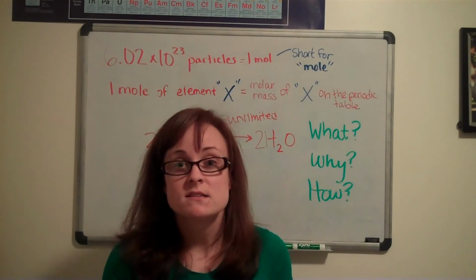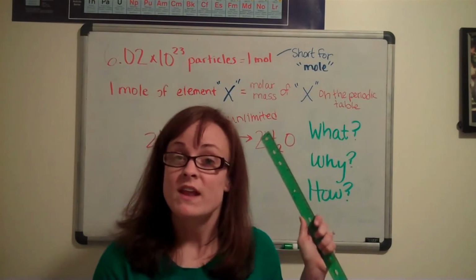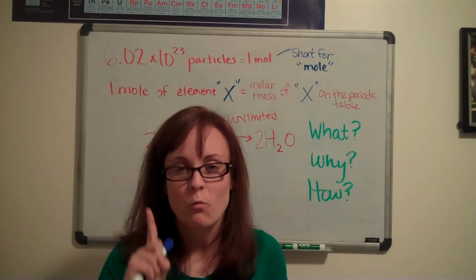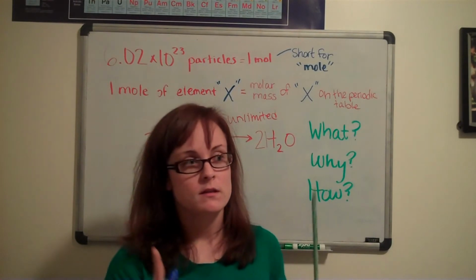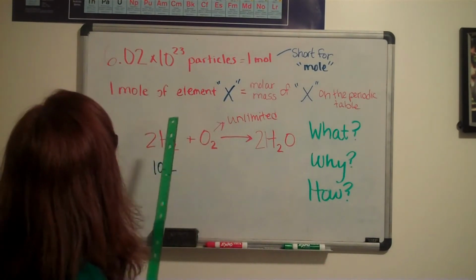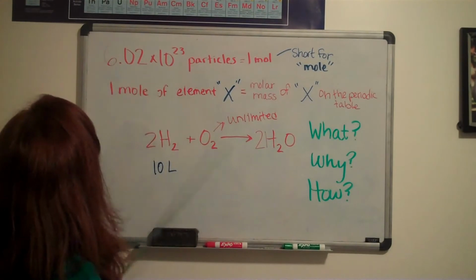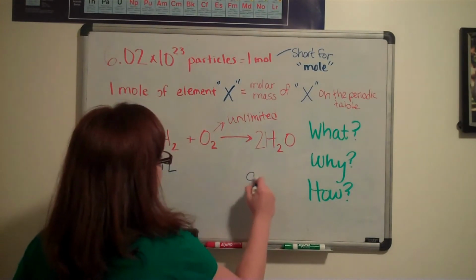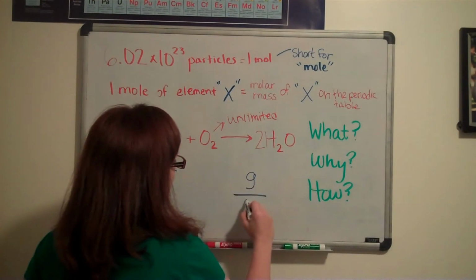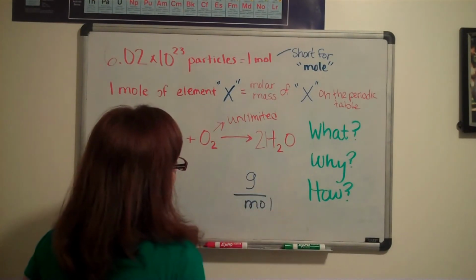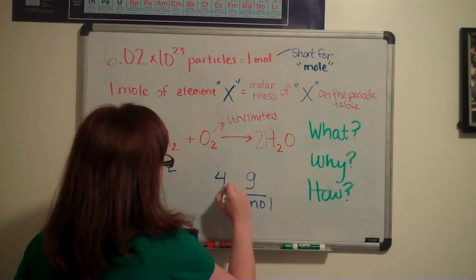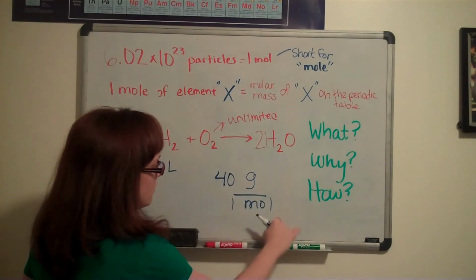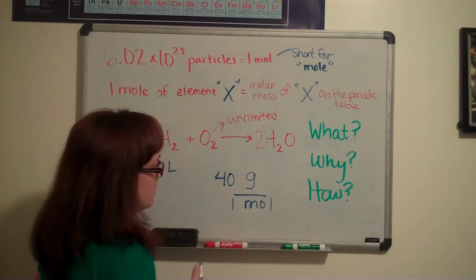It means the mass of an element, 1 mole. So 1 mole of calcium has a mass of 40 grams. So grams per mole. And 40 goes up here on top of the fraction, and this 1, because there's 1 mole of it, goes down here on the bottom.